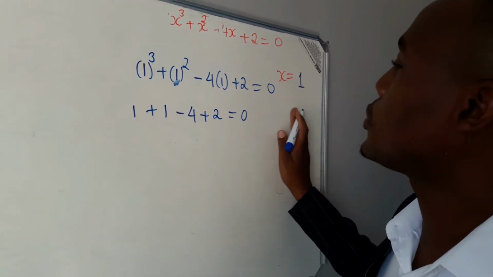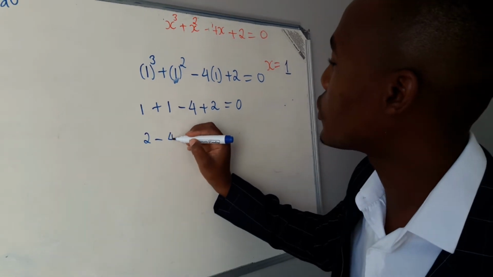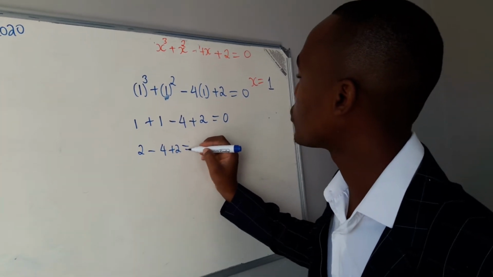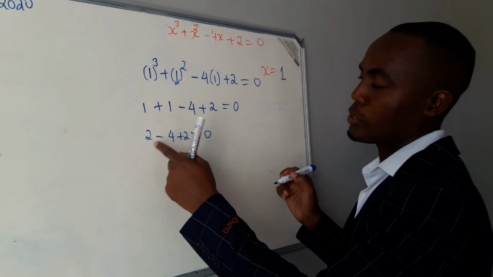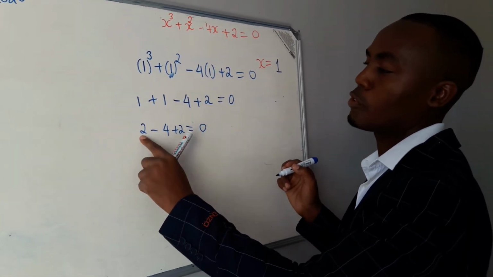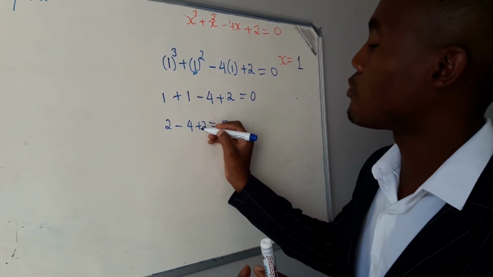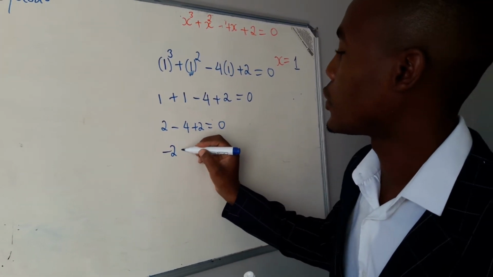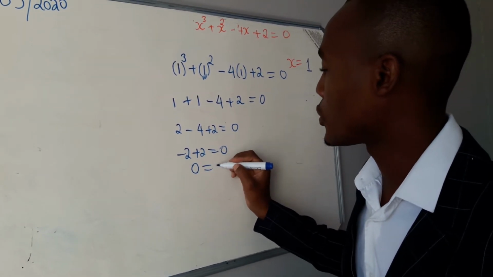Now the next thing to do is 1 plus 1 is 2, minus 4 plus 2 equals 0. So here we got 2 minus 4, it's pretty much subtraction of an integer, smaller number subtracting a bigger number. So we have here 2 minus 4, it gives us negative 2. Okay, plus 2 equals 0. Now here we have 0 equals 0.